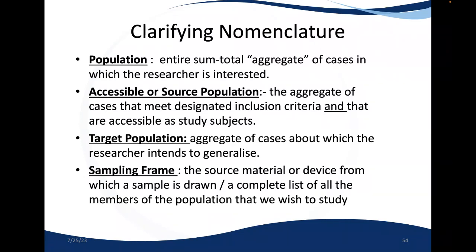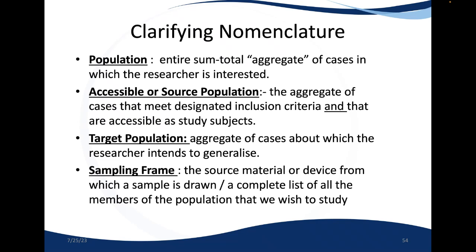So we use the term population to talk about the entire sum total or aggregate of cases in which your researcher is interested in. So if, say, for example, I was going to study student success, I was going to study results from students at a university, then my population are the whole university student population. That's what I call my population.